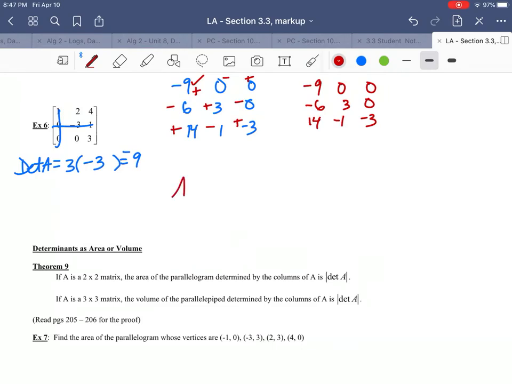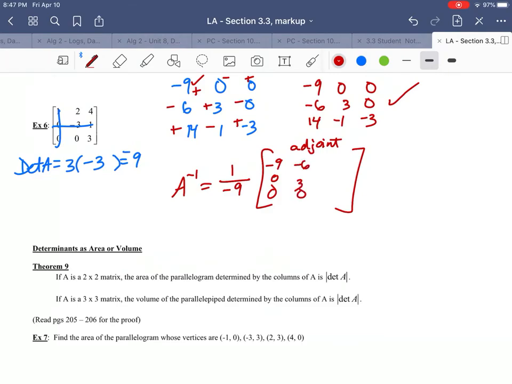All right, so now for my adjoint. Remember, for my inverse, I'm going to do 1 over my determinant, so negative 9, times my adjoint. So this right here is my adjoint coming. Remember, I take this guy up here and I transpose it. So I have negative 9, 0, 0, negative 6, 3, 0, and 14, negative 1, negative 3. So here is my inverse. 1, 2/3, and negative 14 over 9. And I get 0, negative 1/3, and then 1/9, and then 0, 0, and 1/3.